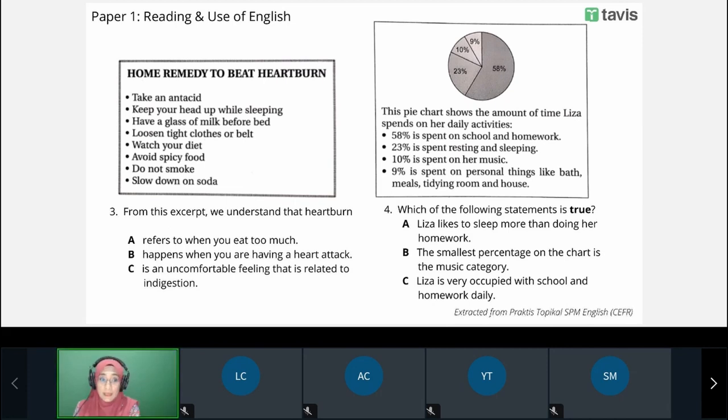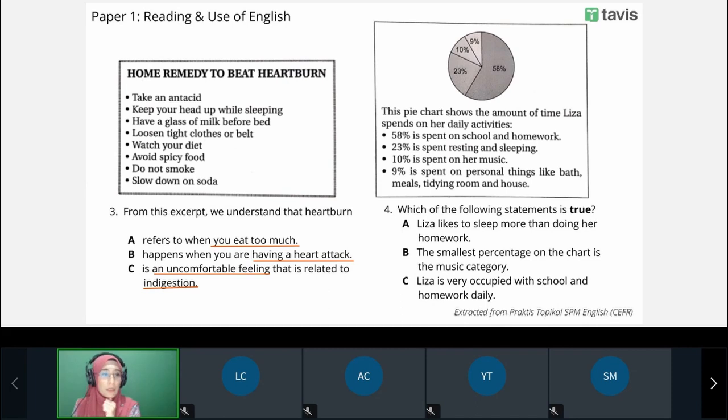Read the question. From this excerpt, we understand that heartburn refers to when you eat too much. Does it say that? Does it say that you eat too much? Let me underline that nicely for you. Okay, when you eat too much, or B, happens when you are having a heart attack. We can say this is the keyword, having a heart attack. Or C says is an uncomfortable feeling that is related to indigestion. So we can take it as this: an uncomfortable feeling related to indigestion.